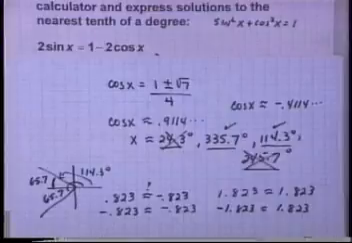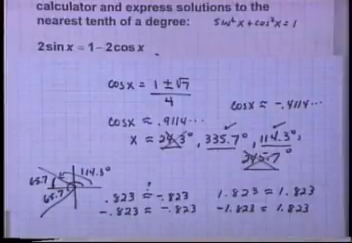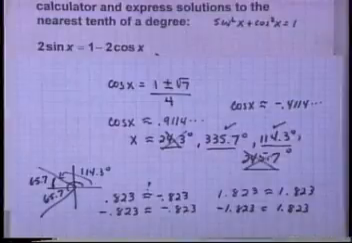So it turned out of these 4 solutions, 2 of them were extraneous. So you must remember, if you square both sides of an equation, you always need to check those answers to be sure that they are indeed correct.